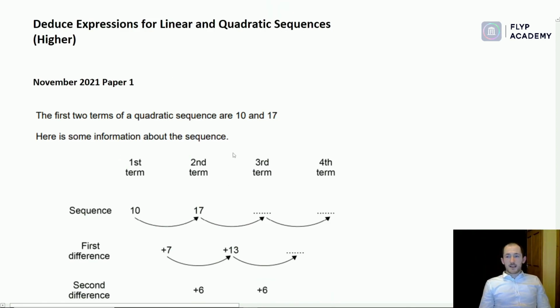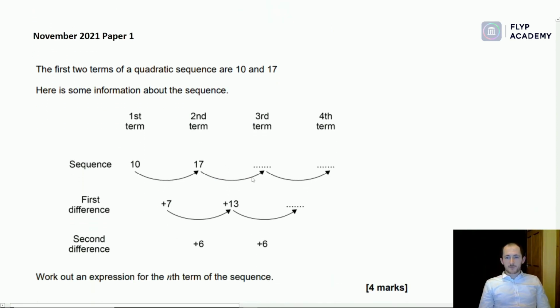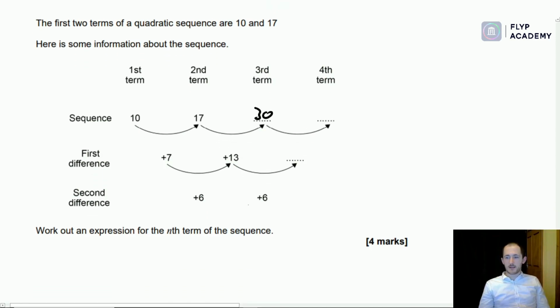Deduce expressions for linear and quadratic sequences, okay. So they do break this down quite well for you, I find, in the questions. So you have something similar to this. Again, this is the 2021 paper. First 2 terms are 10 and 17. Here's some information. So the first difference is 7, the next one is 13. So this next term is going to be 30. And we don't know what the next one is yet, but we do actually. It's going to be 19, so 49.